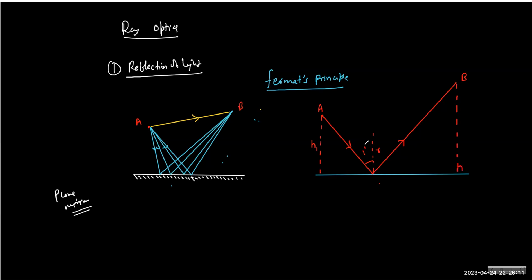Because you're traveling in the same medium, the speed throughout the journey remains the same. So it could be V, it could be C, depending on whether it's a medium or air or vacuum. And because I don't know what this is, let's say it is X, and this is D minus X, because the entire length I'm taking is D. So how much time will it take to go from A to B? So AO upon V, plus the other part.